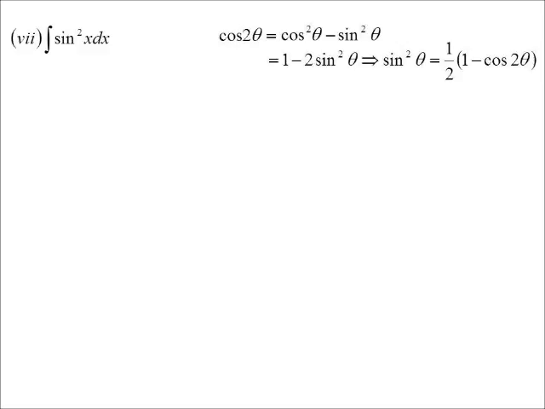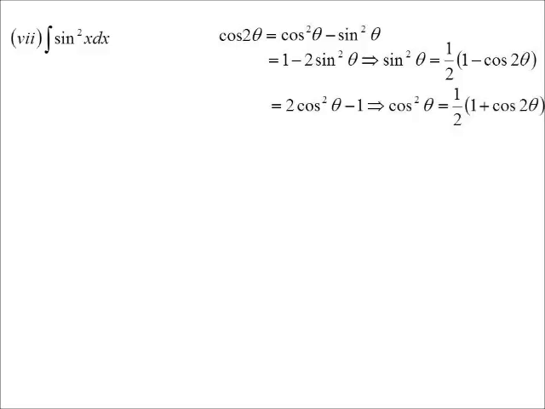Sine squared, what is it? 1 minus cos 2. So close. Half of 1 minus cos. So we change our sine squared. Remember, cos 2 theta could be cos squared minus sine squared. But then we could change it to 1 minus 2 sine squared, which means sine squared is a half of 1 minus cos 2 theta.